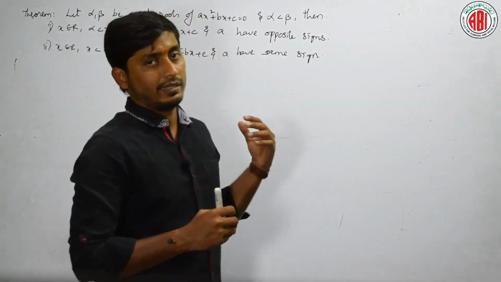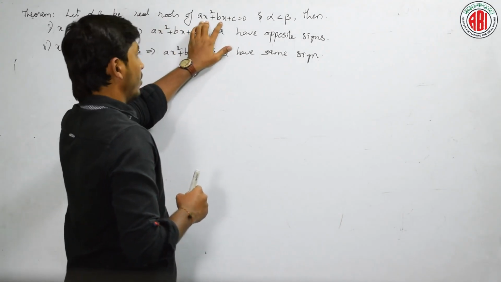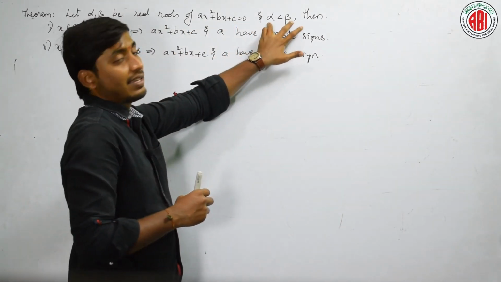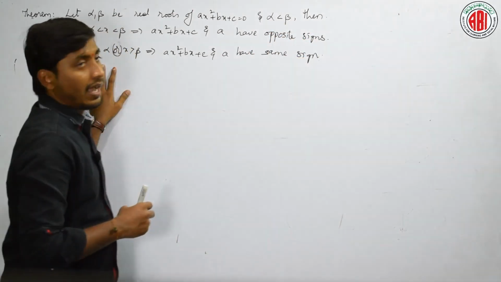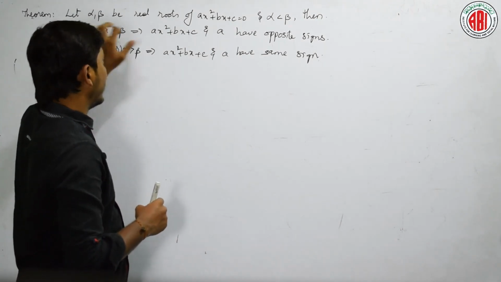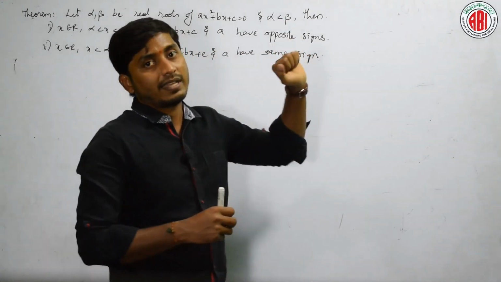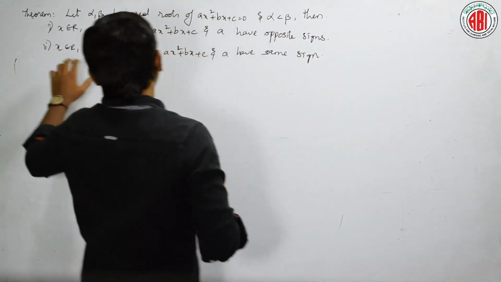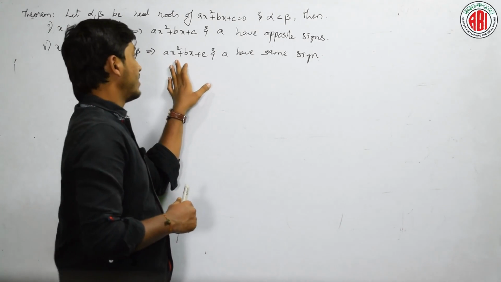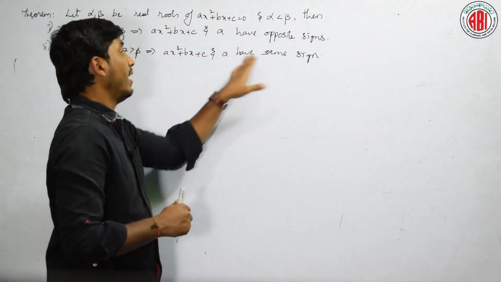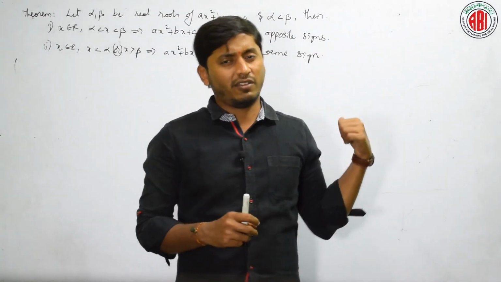See here, let us discuss a theorem. Let alpha, beta be real roots of an equation, and the condition is alpha is less than beta. Then they are asking us to prove these two things: if x lies between alpha and beta, then this expression and its coefficient a always have opposite sign. Next, if x does not lie between alpha and beta, then both ax square plus bx plus c and a will have the same sign. There is actually a formula kind of thing, but we will prove it.